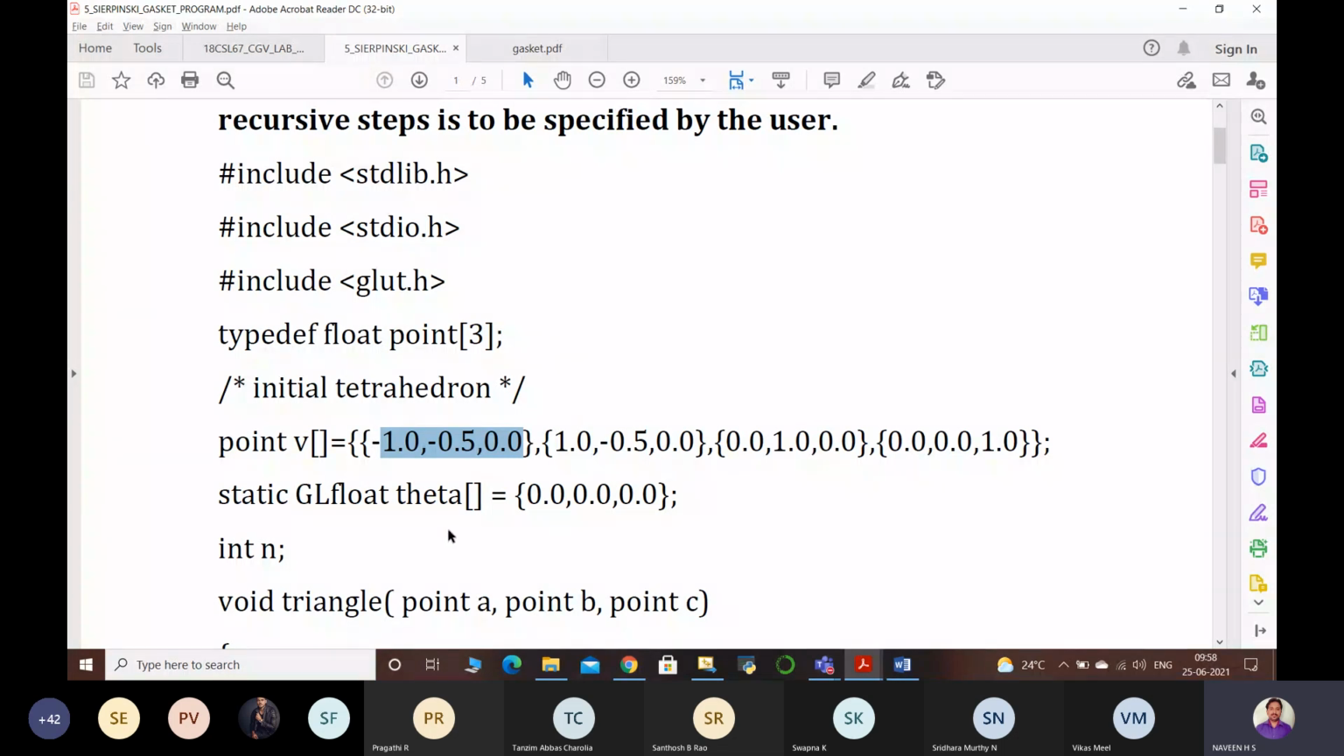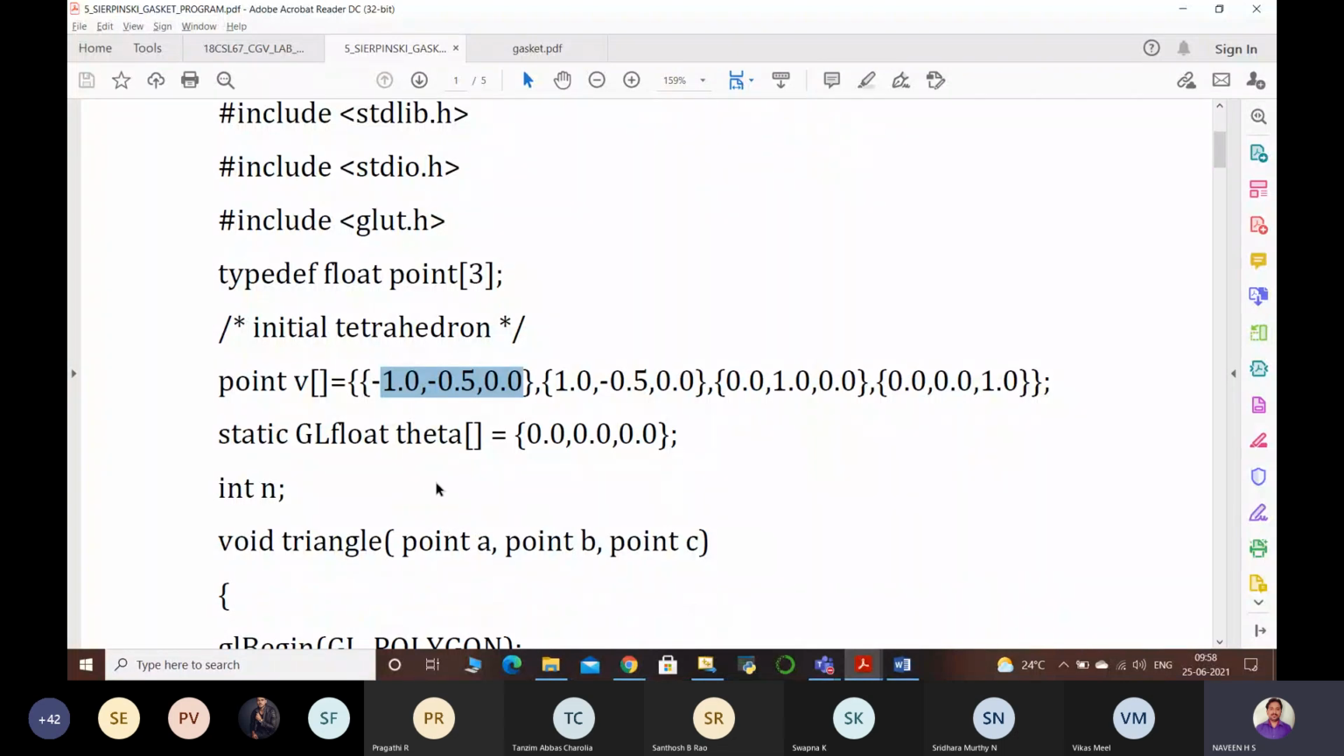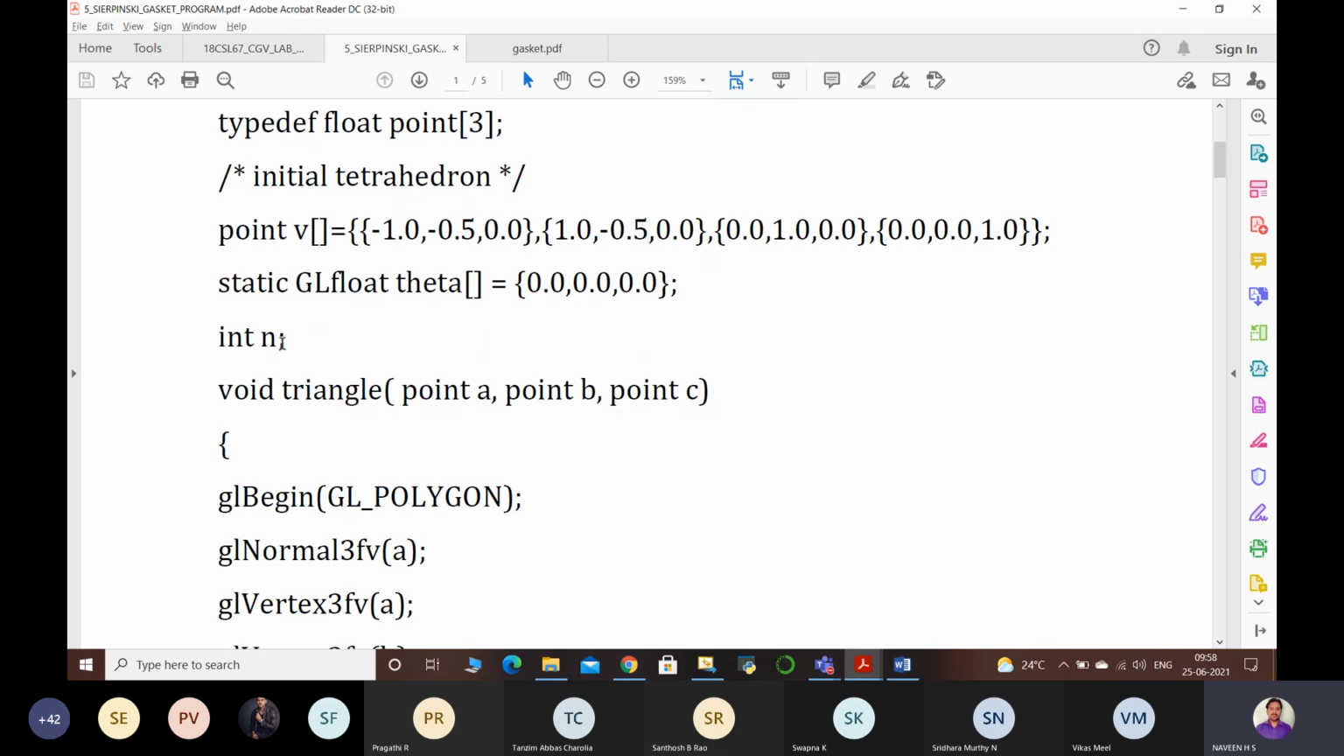Next, for theta values also, by default I am considering 0 because this is an equilateral triangle, so there is equal distribution of angle for all the vertices. I'm just assuming 0. I'm not specifying any angles over it, just making it default 0.0 for all the vertices. And I need one more input like n. As I said, the user has to give the input: how many times I have to divide my triangle.